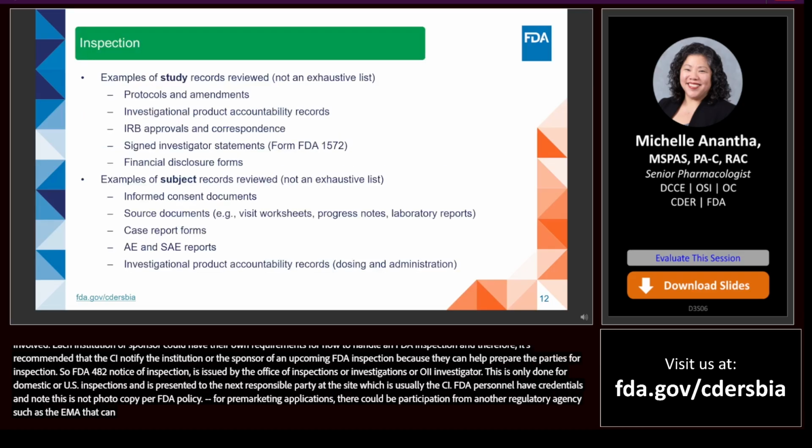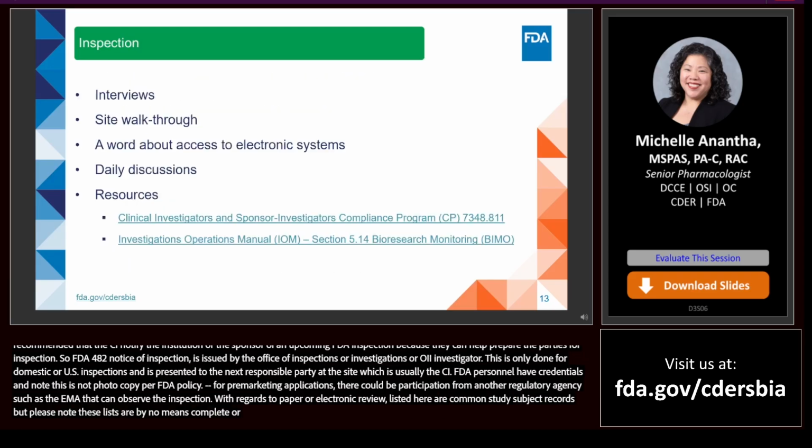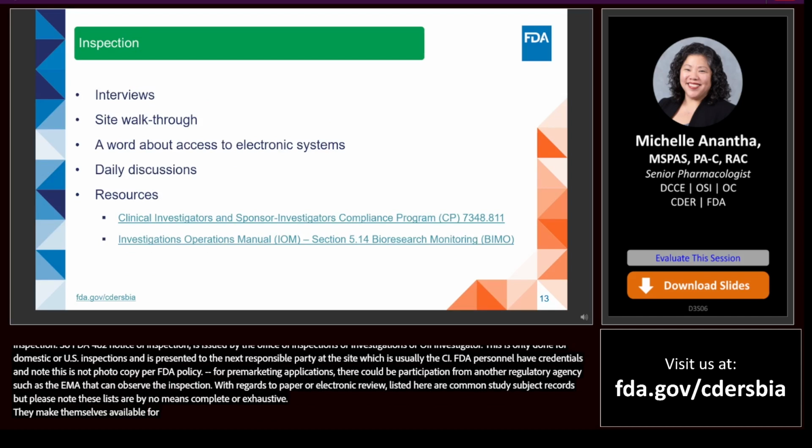With regards to paper and/or electronic records reviewed, listed here are examples of common study and subject records, but please note that these lists are by no means complete or exhaustive. The CI and study staff should make themselves available for interviews, meetings, and questions throughout the inspection. A site walkthrough is done to see storage of investigational products, such as in a refrigerator, also to see the examination rooms, laboratory space, etc.